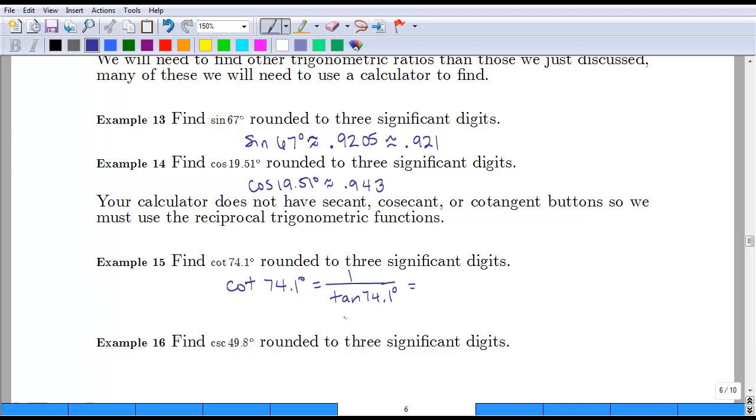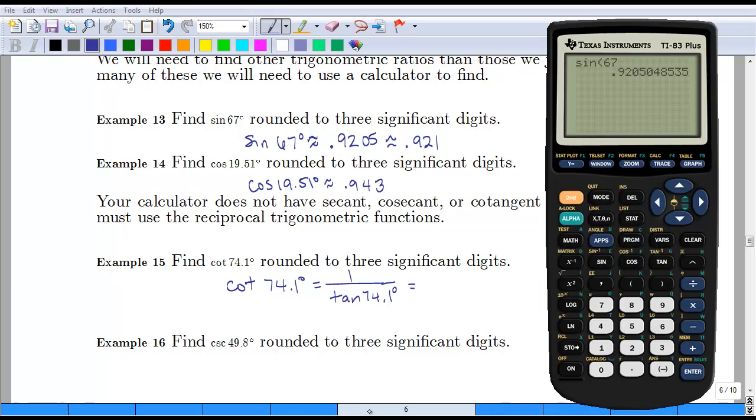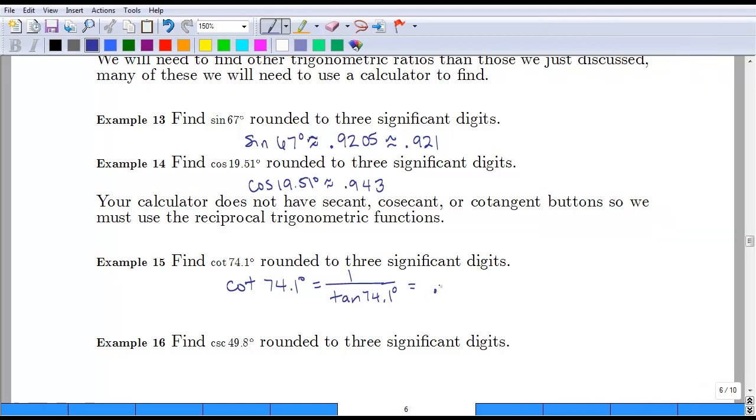We need to be very careful. We would need to select 1 divided by tangent of 74.1. And we end up with 0.285. Again, this is an approximation to 3 significant digits.